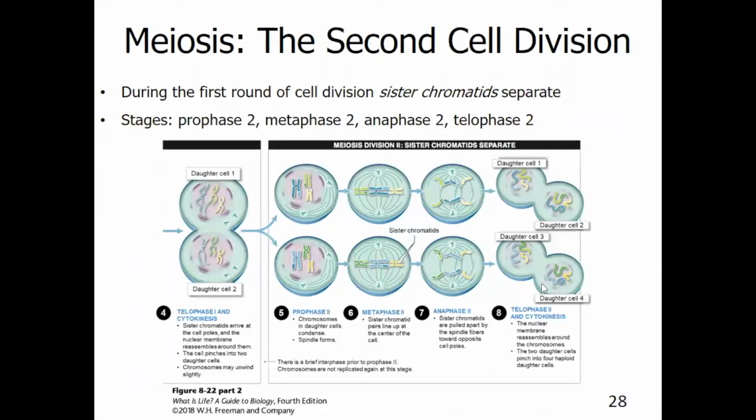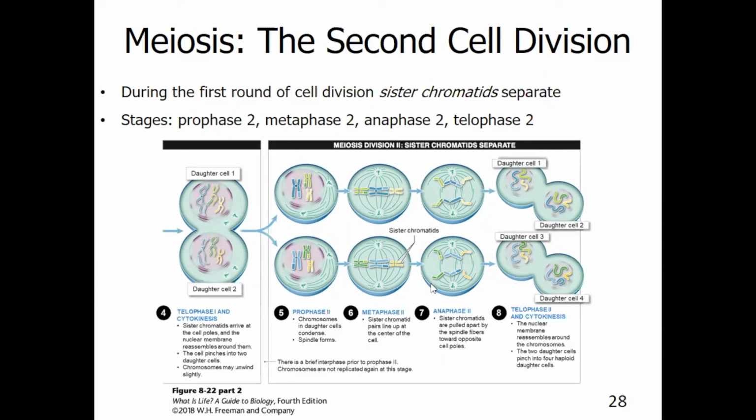The second round of cell division in meiosis is when the sister chromatids separate. Again, we still have 4 stages, but we've called them prophase 2, metaphase 2, anaphase 2, and telophase 2 to indicate that we are talking about the second meiotic division. Again, the key steps are very similar to mitosis. In prophase, we see chromosomes condense down, we see the nuclear membrane break down, and we see formation of the mitotic spindle.